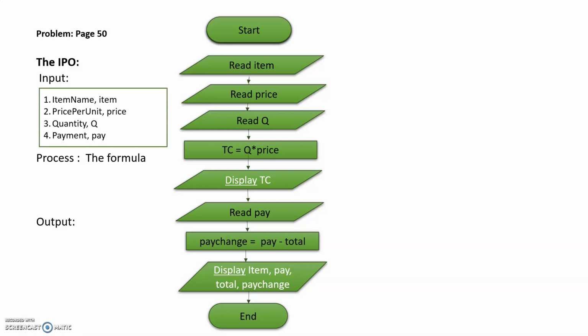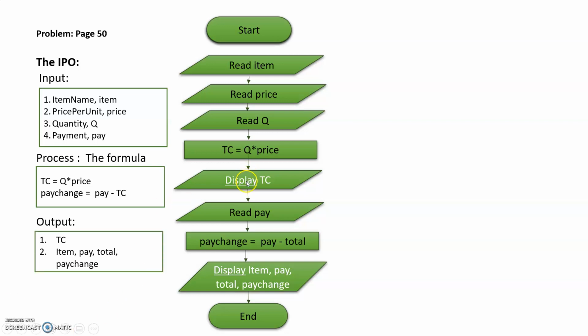Okay, so first of all is input. The input keywords are read in the parallelogram: item, price, queue, and pay. Same goes for this analysis. I just changed the item name to item, the price per unit to price, the quantity to queue, and the payment to pay. The formula will be in a rectangle. Just copy and paste, and make sure you use the same variable name with the exact capital or small letters. Then the output will be in the parallelogram in white.